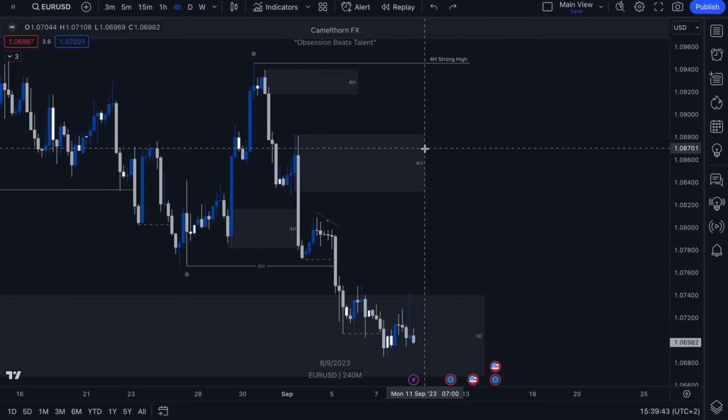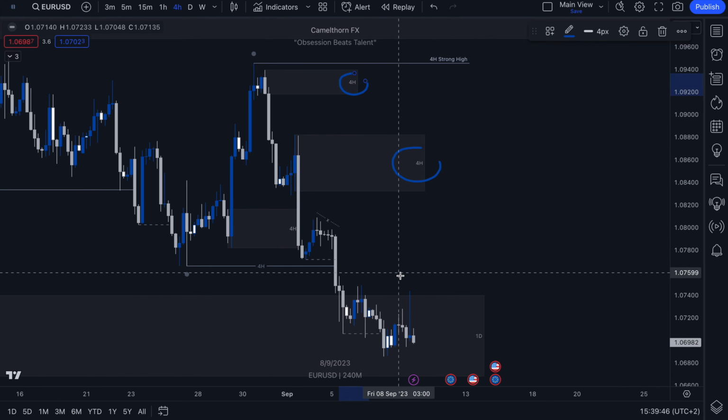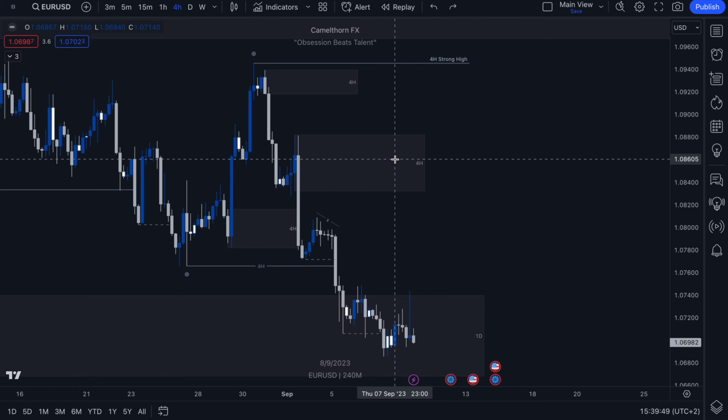And another important thing about these two 4-hour supply zones is that they are likely to be well priced within the new range.